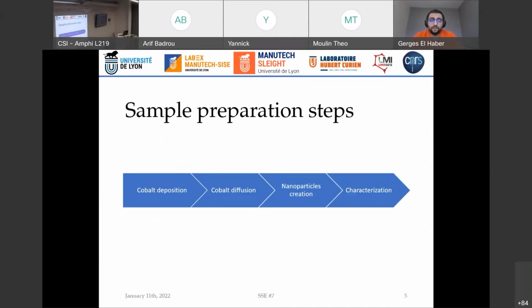Four main steps are needed to prepare our materials. The first one is cobalt deposition, then the cobalt diffusion. The third step is dedicated to the creation of the nanoparticles, but I will not talk about this in this presentation. And as we go, we should always characterize our samples.